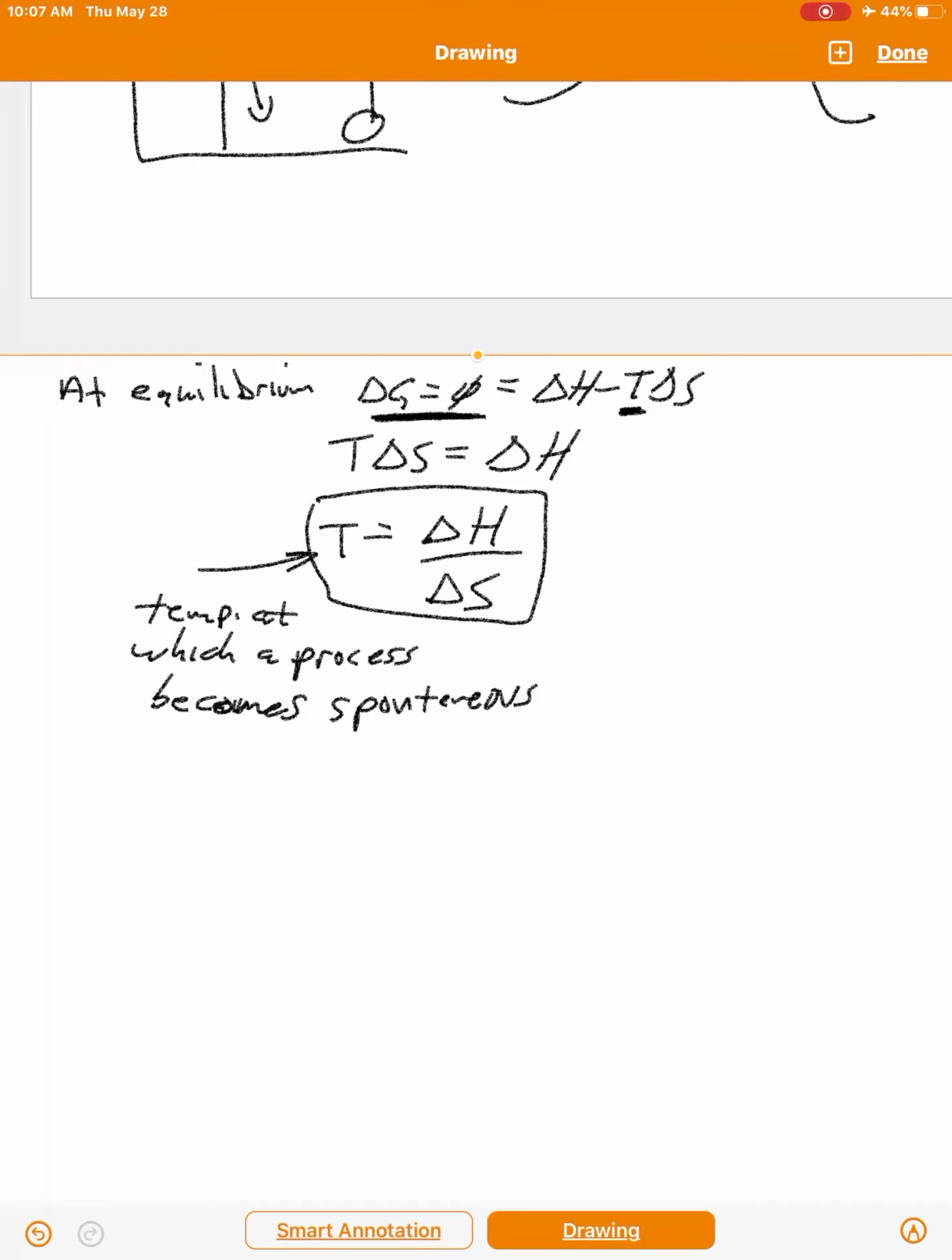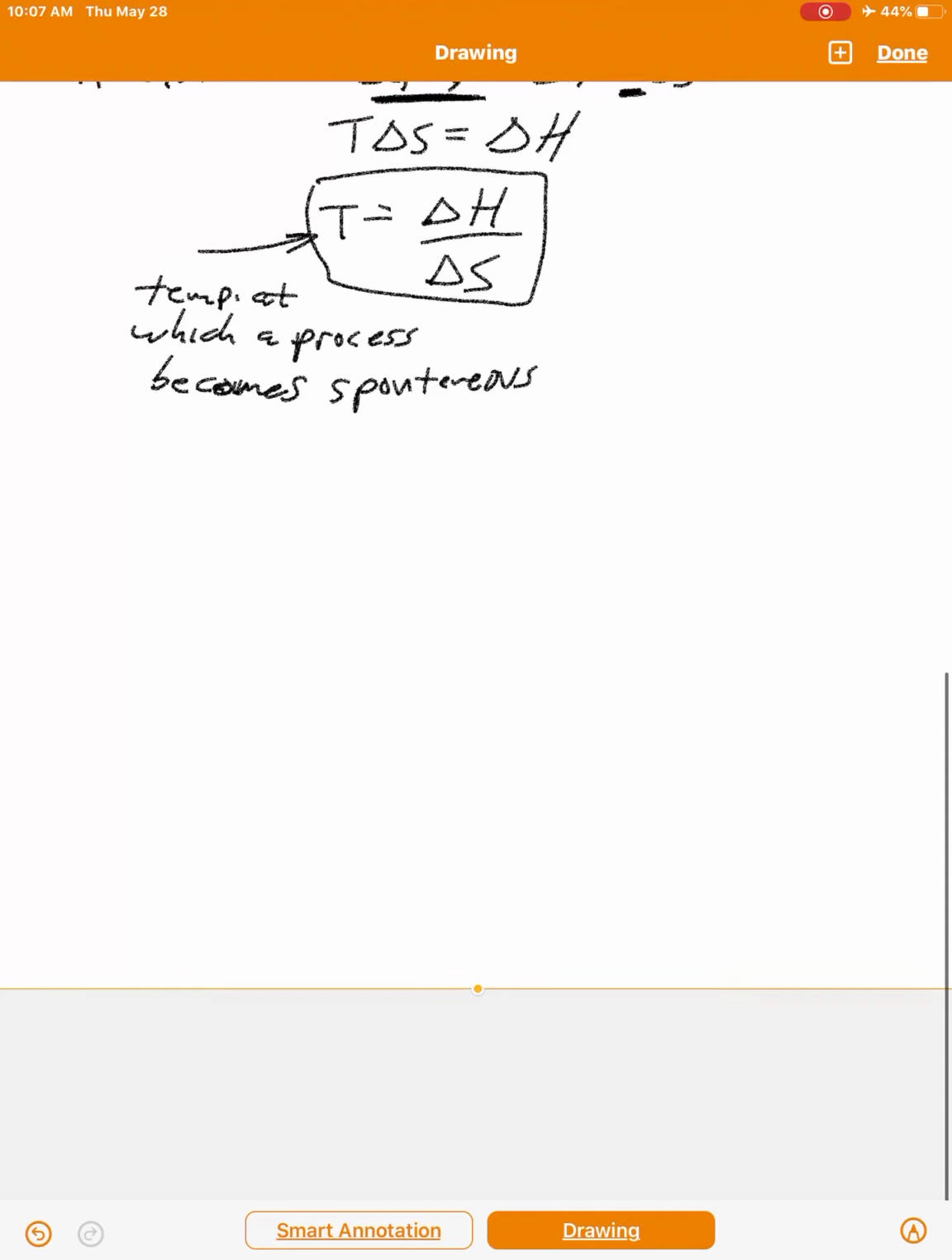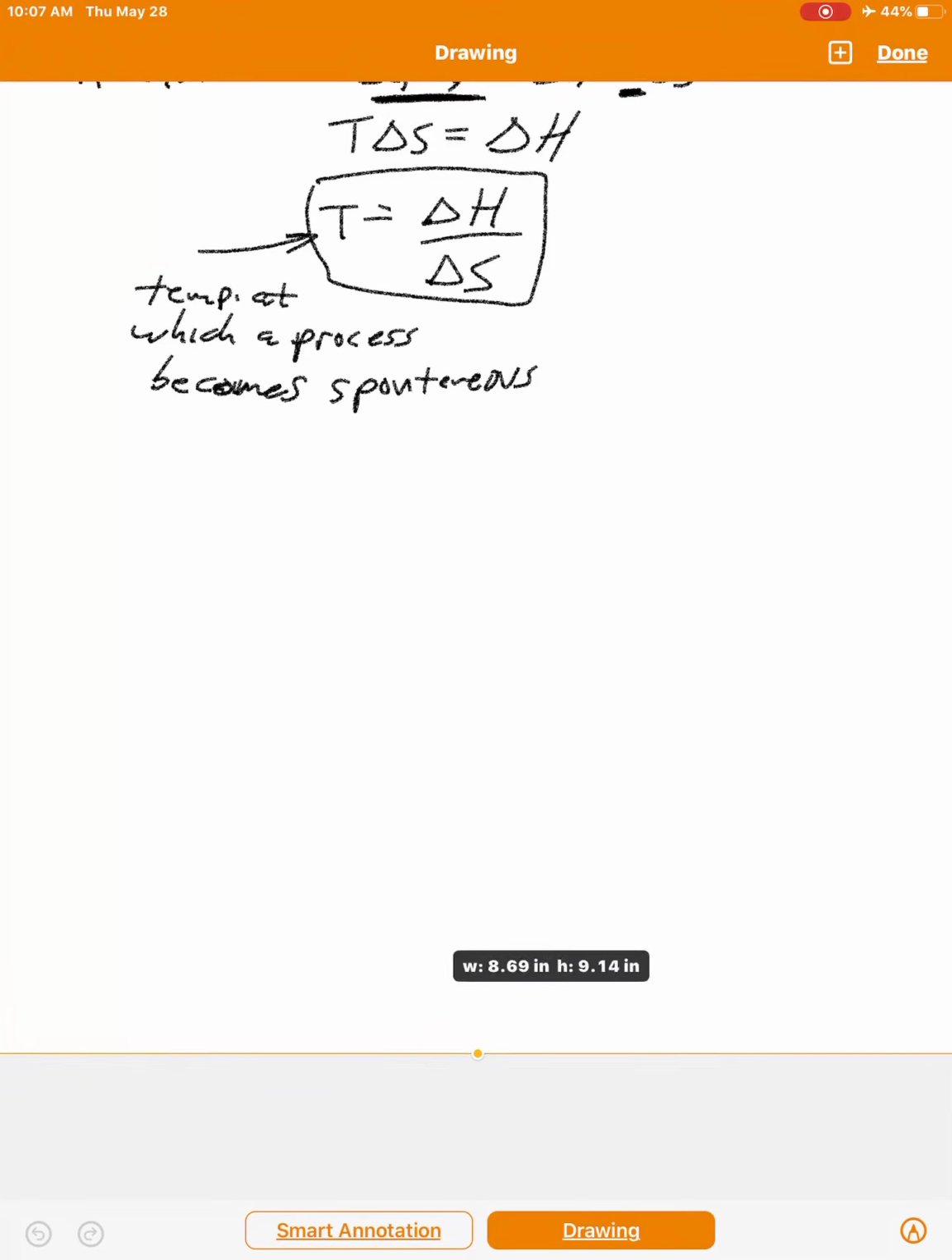There's a sample problem in your textbook which discusses that. Now, in terms of calculating delta G, there's different ways to do it, but one of the simpler ways is analogous to what you've done for delta H and delta S.